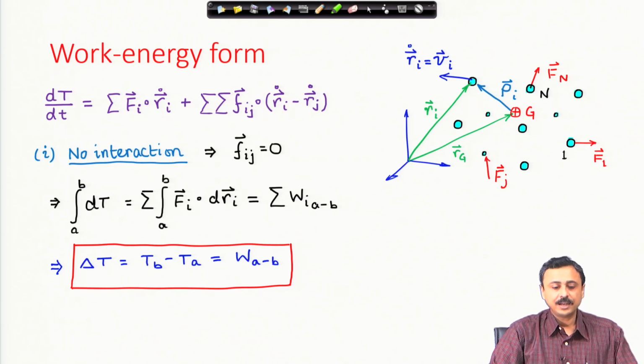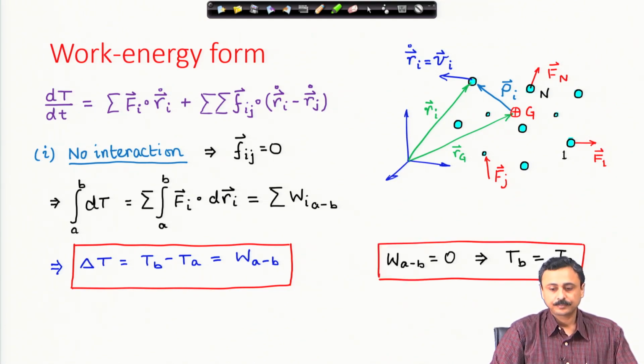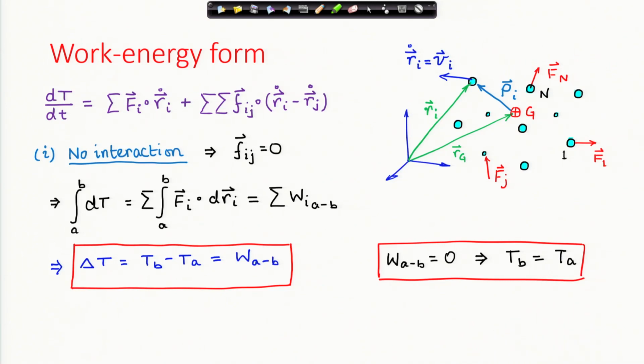And this relation tells us that the change of kinetic energy of the system as it moves from state A to state B is equal to the work done by all the external forces on the system. If the work done by all external forces is 0, then kinetic energy is conserved. So, the kinetic energy in state B, the final state, is equal to the kinetic energy in state A, the initial state.